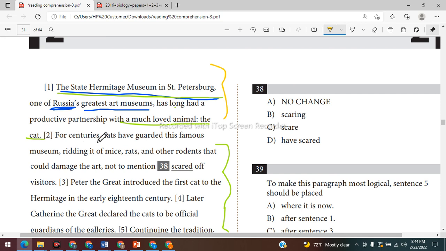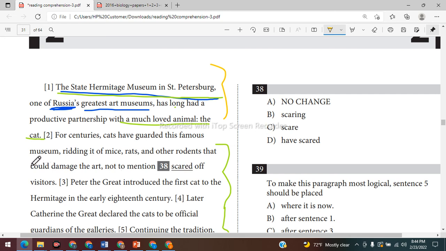Okay, so for centuries, cats have guarded this famous museum, ridding it of mice, rats, and other rodents that could damage the art, not to mention, scared off visitors. Is it scaring, scare, or have scared off visitors? It's B. C. Scare. Okay, so I think it's no change. I think it's A, no change.